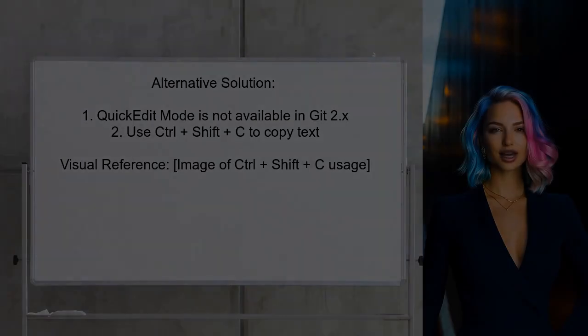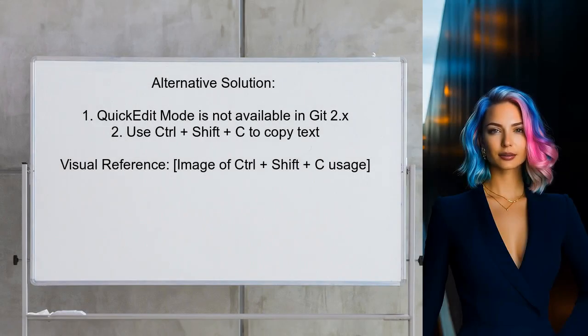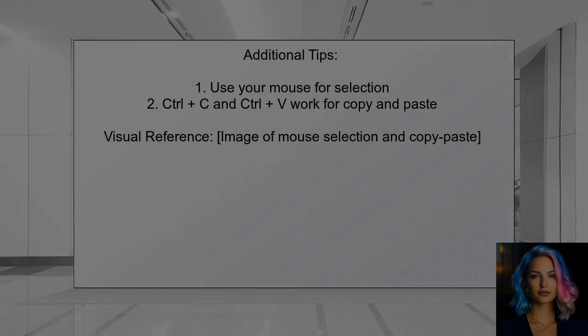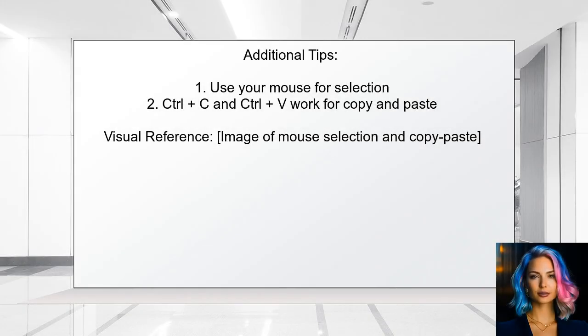Let's take a look at another one. An alternative solution suggests that Quick Edit Mode was available in Git 1.x, but you're using Git 2.x. Instead of Quick Edit, you can use Ctrl plus Shift plus C to copy text. You can also use your mouse to select text for copying. Additionally, starting from Windows 10, you can use Ctrl plus C and Ctrl plus V for copy and paste operations.